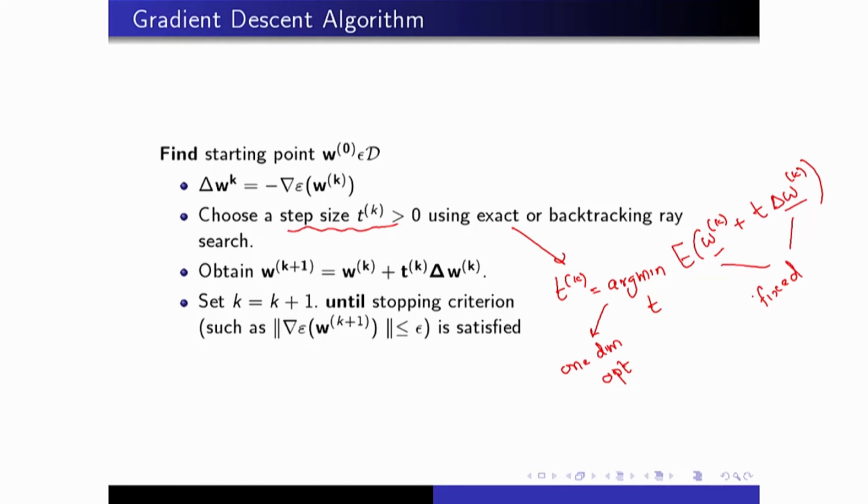Often this is not very easy to solve. So backtracking line search basically says I'm going to start with some value of t and then keep shrinking or modifying the step length till you meet some minimal descent condition.